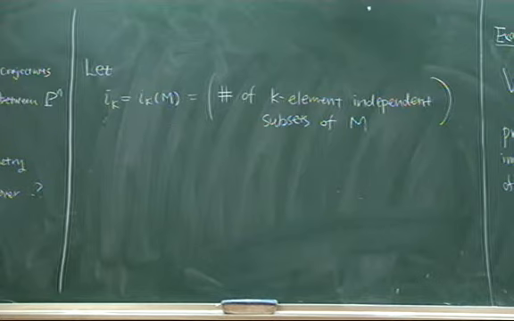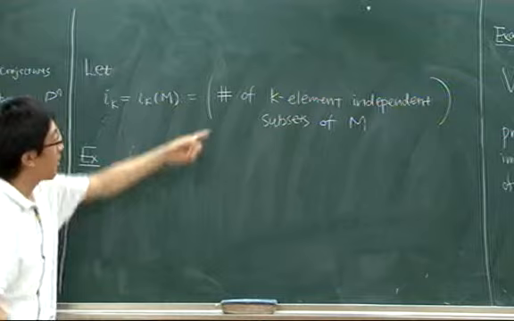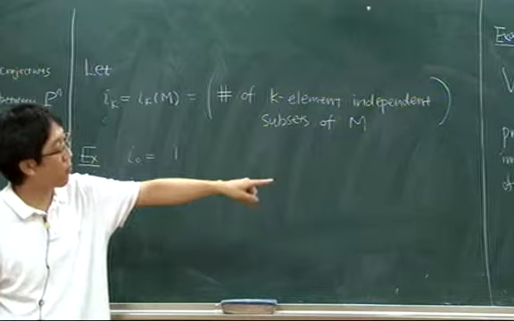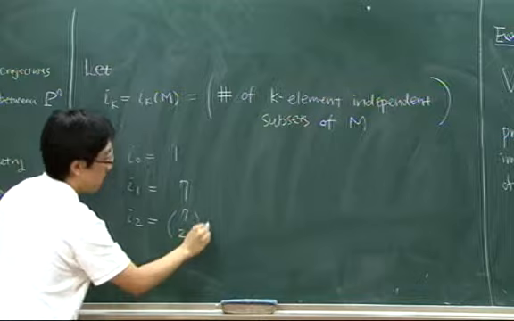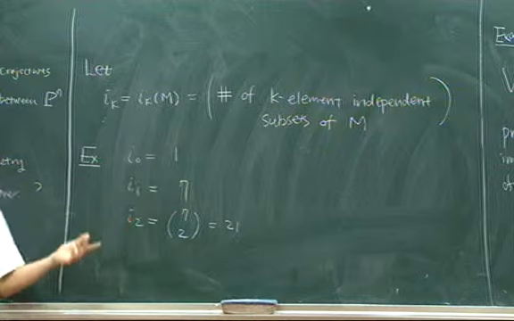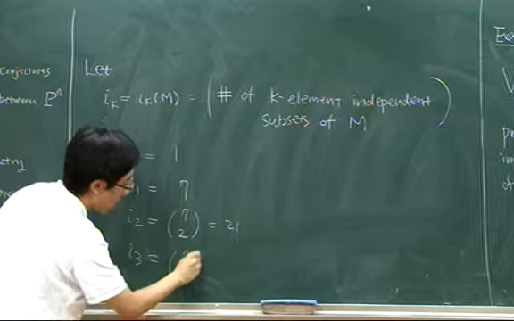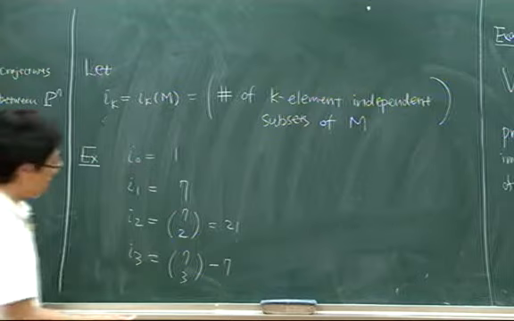So going back to our example, the Fano plane. What is I_0 of the Fano plane? It's the number of zero-element independent subsets of M. We define it to be 1. I_1 is the number of independent subsets of cardinality 1. It's 7. I_2, the number of independent subsets of cardinality 2, is 7 choose 2, which is 21, because any two vectors are independent. And for I_3, now something interesting happens. You pick any three of the seven vectors, not all of them are independent. In fact, exactly 7 of them are dependent, corresponding to the 7 lines drawn there. So I_3 is 28.